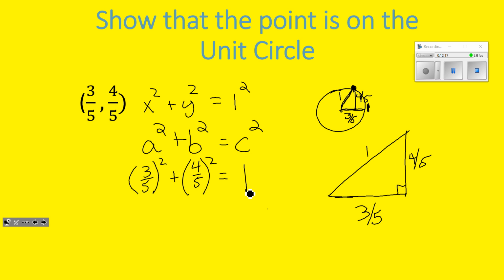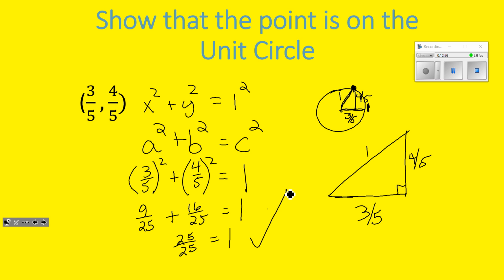Okay? So what is 3/5 squared? Square the 3, square the 5. 9 over 25. What's 4/5 squared? 16 over 25. And when I add it together, I get 25 over 25. Is that equal to 1? Yes. So we have successfully proved that when you plug 3/5 and 4/5 into x squared plus y squared equals 1, or the Pythagorean theorem, it does work, and it does equal 1.